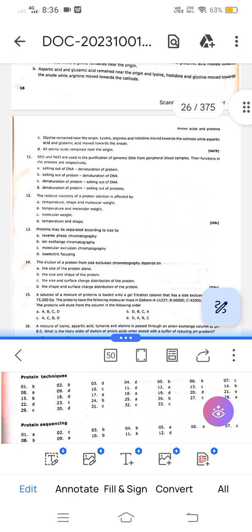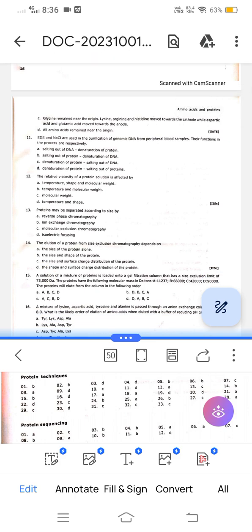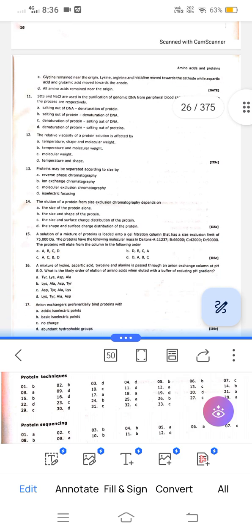And SDS and NaCl are used in the purification of genomic DNA from peripheral blood samples. Their function and the process are respectively 11D. D means denaturation of protein, salting out of proteins. And the relative viscosity of a protein solution is affected by temperature, shape and molecular weight.